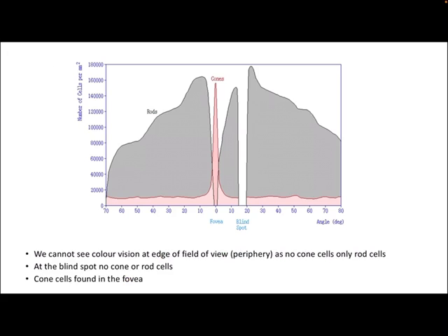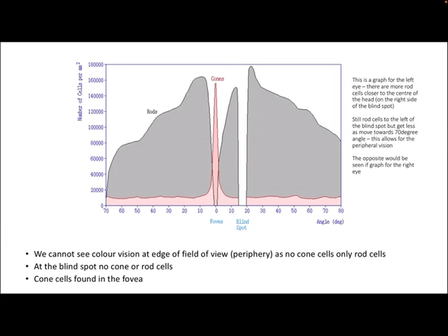So you may be shown a diagram showing you the layout of the rod and cone cells in the eye. So our peripheral vision at the very edges, if you're looking at the 70 degrees on the left hand side and the 80 degrees on the right hand side, we cannot see colour because there are no cone cells there, but we can see monochromatic shades of black and white because of the rod cells. At the blind spot, there are no cone cells or rod cells, so we will not be able to perceive anything. And for cone cells, the highest numbers are at the fovea, and that's where they are found.